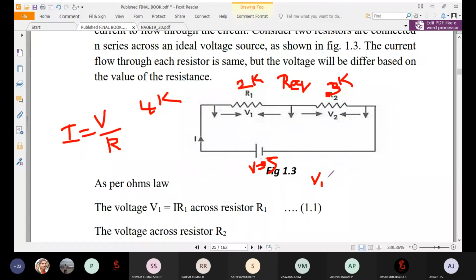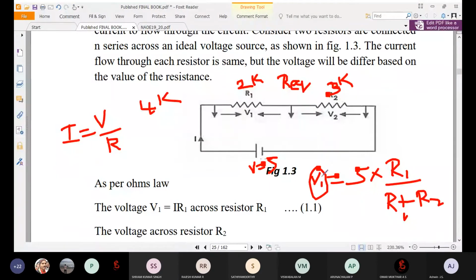Suppose you want to calculate V1. What is the total voltage? It is nothing but 5, multiplied by R1, because you want to calculate the voltage across the resistance R1. And I want to make a ratio between R1 and R2, so I divide by the total, R1 plus R2. So you can calculate V1. Can anyone calculate? If you have your notes, you can draw the circuit and calculate. It will be useful for you.